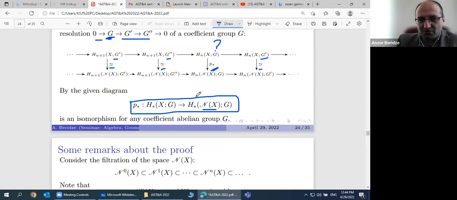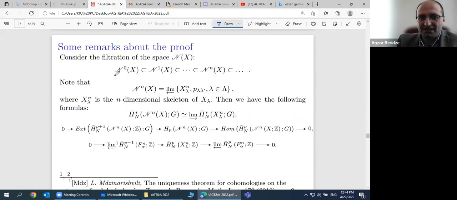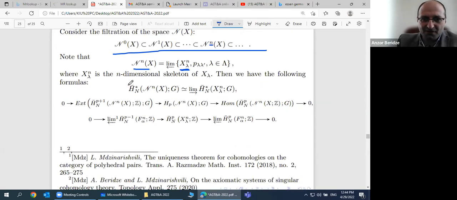So after this isomorphism, I can consider the filtration of this space. What is this filtration? For any n, I will consider the n-dimensional skeleton. This space is the geometrical realization of the nerve, so it has the skeleton, and so we can construct the filtration. And the first essential formula is that for cohomology, we have such kind of isomorphism.